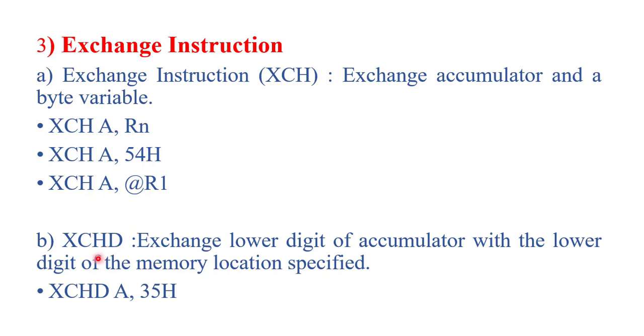Next instruction is XCHD, exchange digit. This instruction tells that exchange the lower digit of the accumulator with the lower digit of the memory location specified in the instruction. This type of instruction is XCHD A, 35H. Here we exchange only the lower digit of the accumulator content with the lower digit of the memory location content. So these are the data transfer instructions of the 8051 microcontroller.